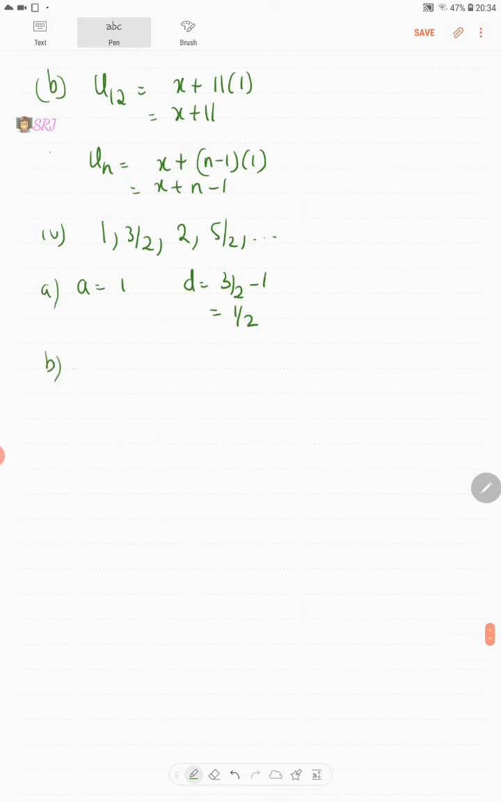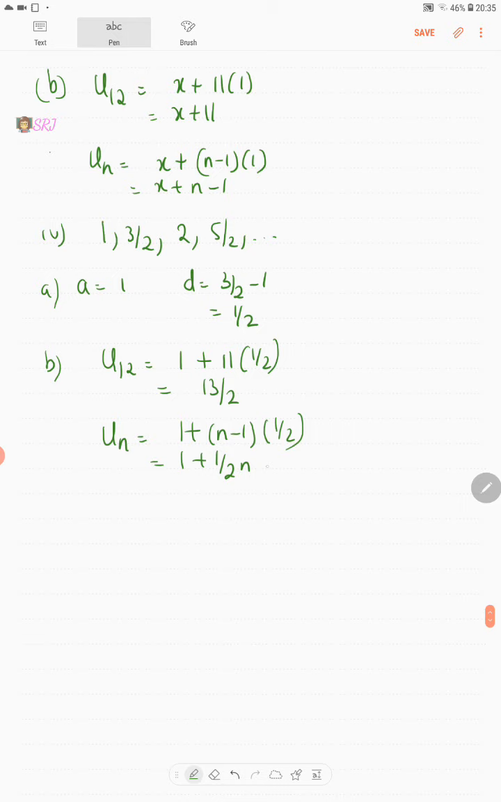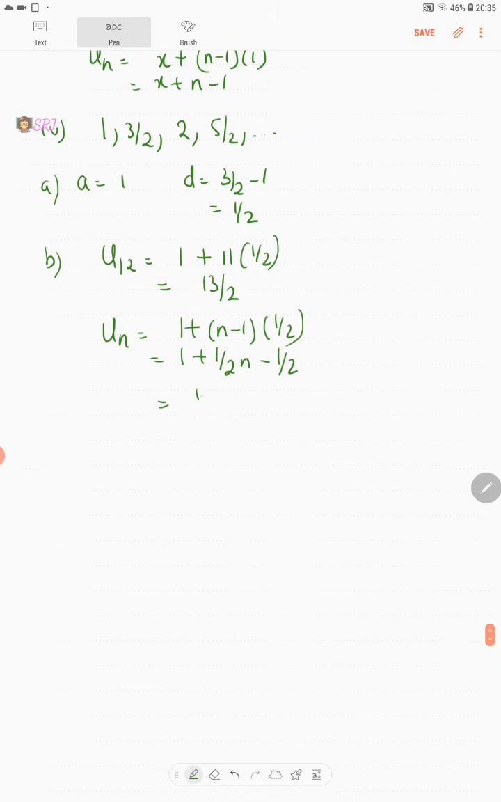Part B, u12, it is a, that is 1, plus 11 times the common difference. So this will give us 13 over 2. And the nth term, it is 1 plus n minus 1 times half. 1 plus half n minus half. 1 minus half is half plus half n. So this is the expression for the nth term.